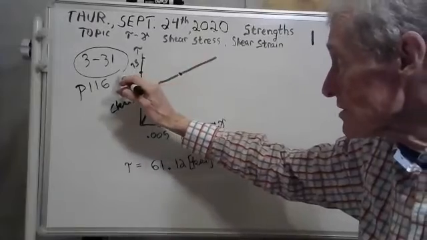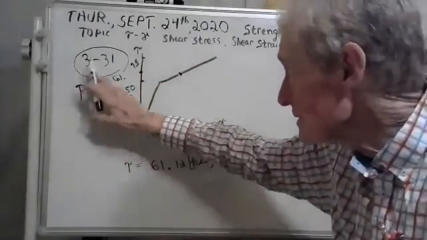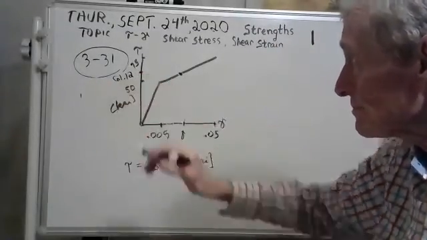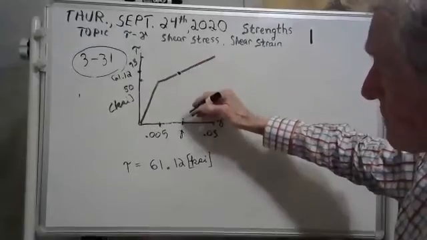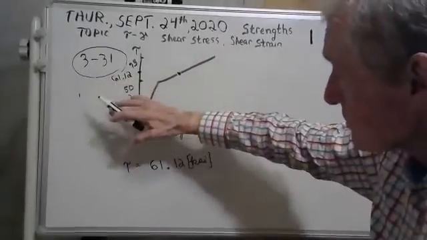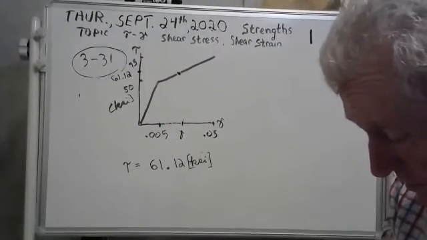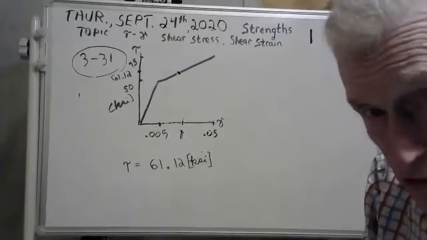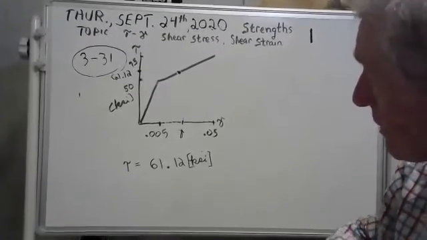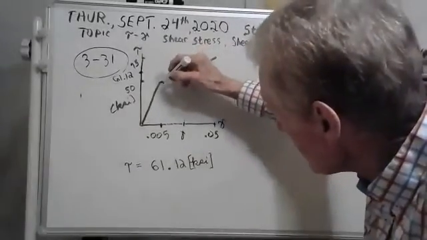We know what this value is right here. It's 61.12. But how are we going to find this value here? We know it's between these two because 61 is between 50 and 75. Well, the way you do it is you make similar triangles. So let me do that in green here. I'm going to make a triangle right here.